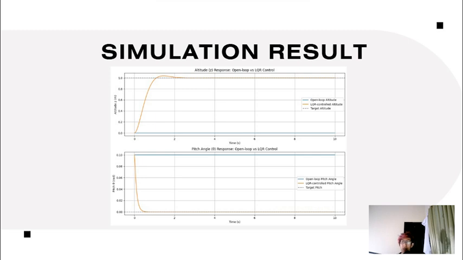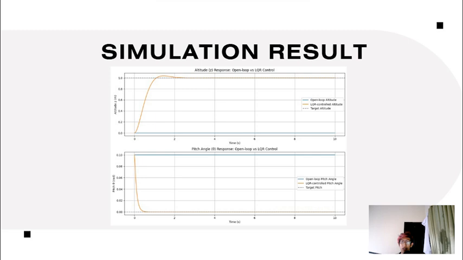Here you can see the simulation results. The plot illustrates the effectiveness of LQR control in stabilizing a quadcopter's altitude and pitch. In the open loop case, the blue lines, the quadcopter remains motionless. Its altitude stays at 0 and the pitch angle remains tilted as no corrective inputs are applied.